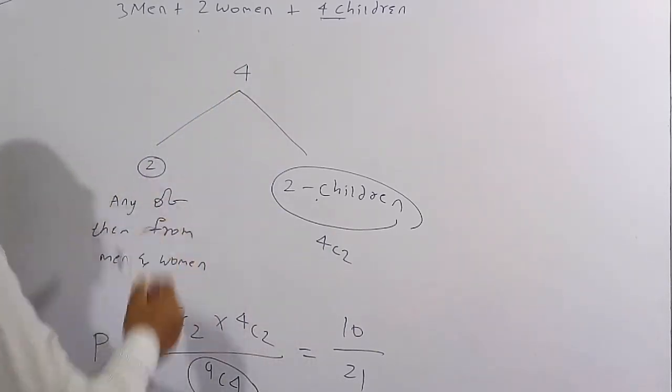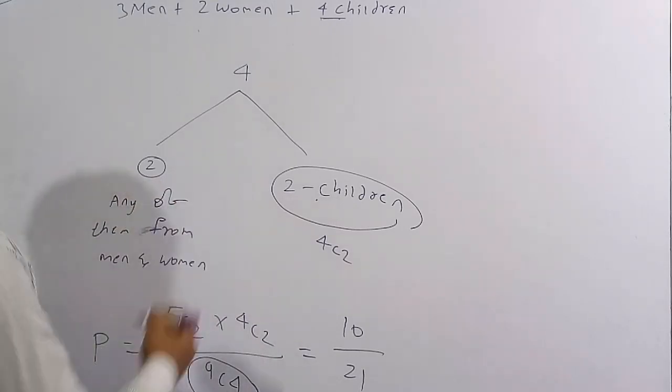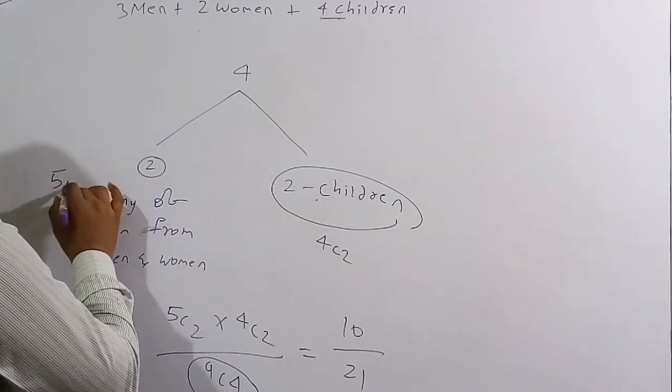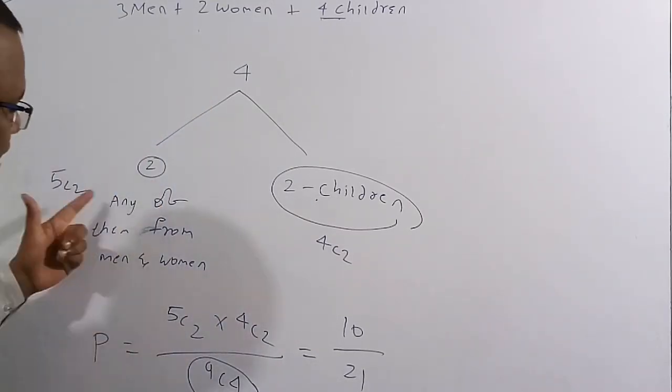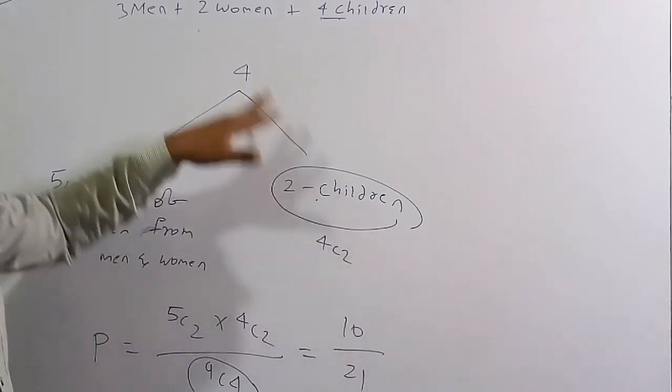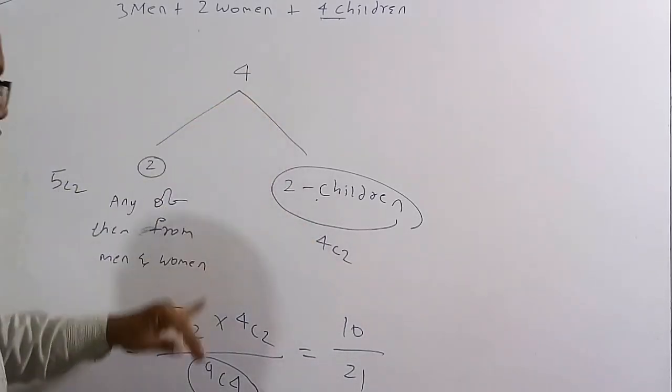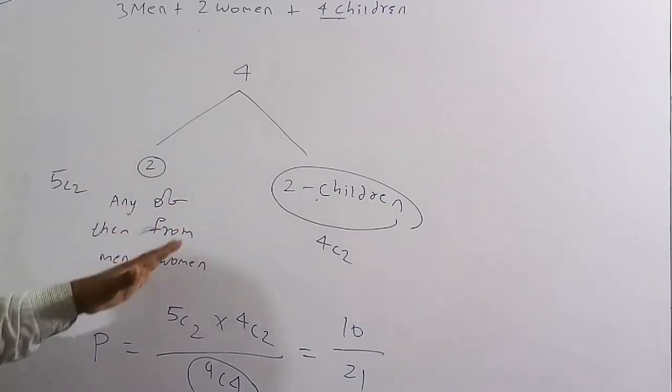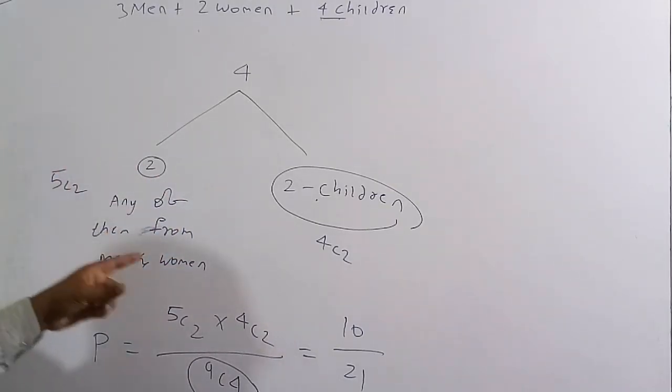So we need only 2 people. Therefore, the number of ways we can make it is 5C2. So if you make 5C2 and 4C2, then only this event is going to happen. Therefore, you have to make a product. Suppose if this event happened in any one term, then we have to make a sum.